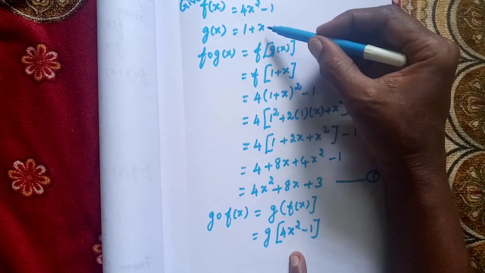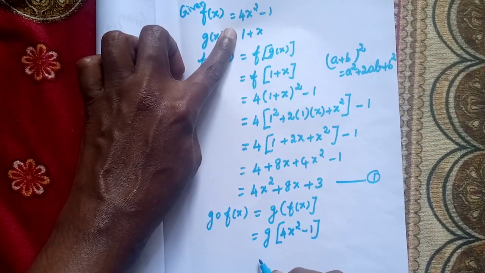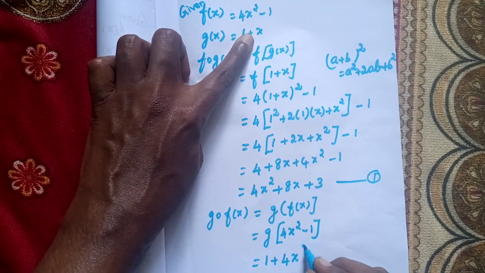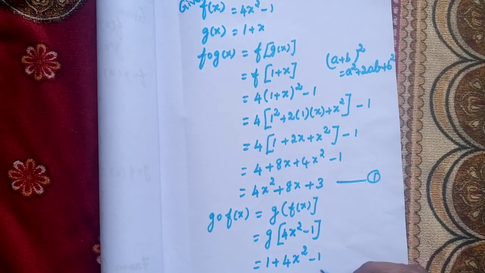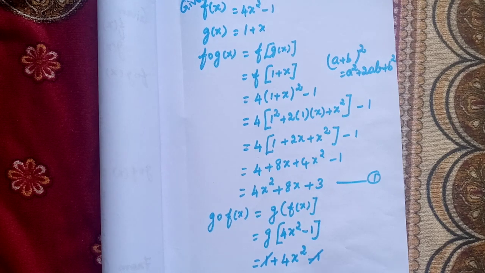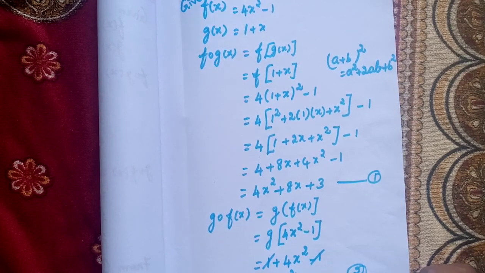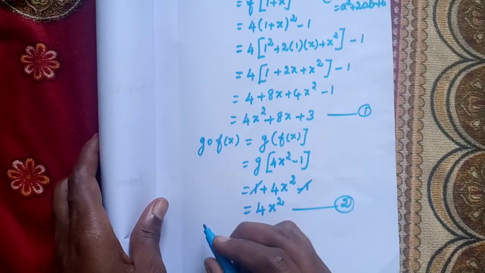So, what we have to do? X in place of 4x square minus 1. So, what will we get? 1 plus, x in place of 4x square minus 1. Here plus 1 minus 1 will be cancelled. It's equal to 4x square. This is equation 2. Whether it is equal? Not equal.